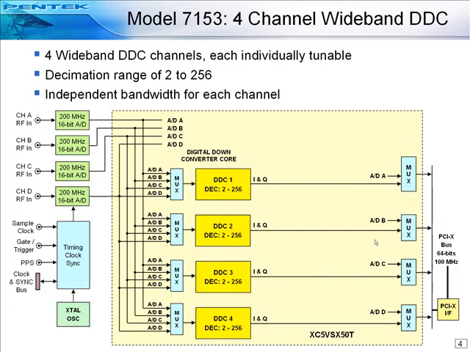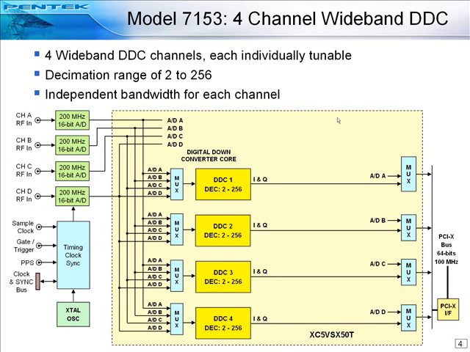The Model 7153 software radio module is a PMC and XMC mezzanine module. It features four 200 MHz 16-bit A/D converters, a timing, clock, and synchronization section, and two Virtex-5 FPGAs.